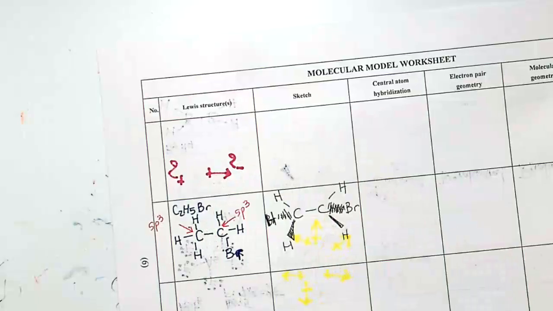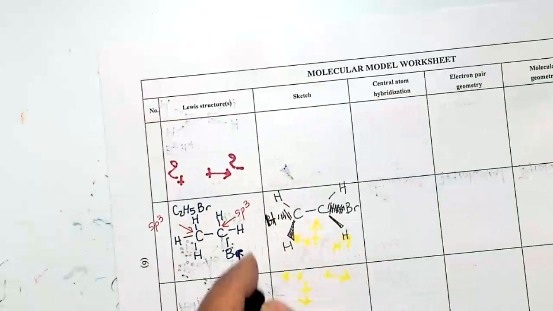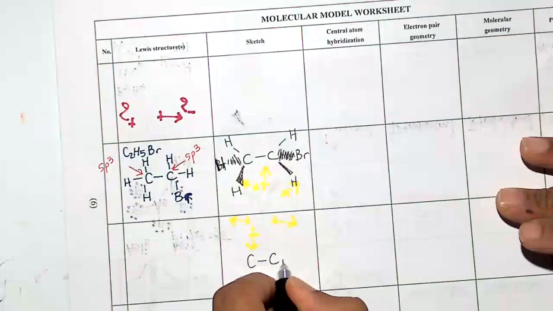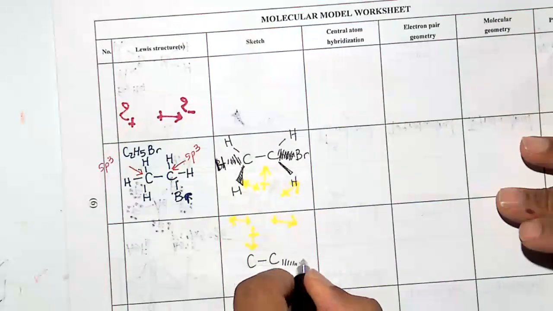Again, I'm not going to really grill you on this dash and wedge, but the idea is that you want to depict something three-dimensional on a 2D plane. Let me draw this again here. I'm not happy with how I drew it.